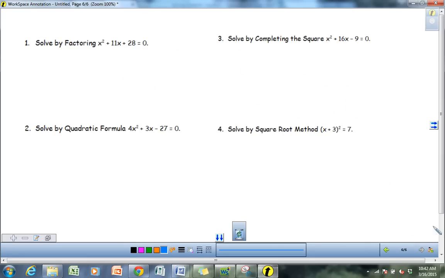Alright, you now have 4 try this problems. Each of them are specific about which method they want you to use, so give them a try. And if you have listened to this all the way through, please draw a smiley face on the bottom of your try this page.